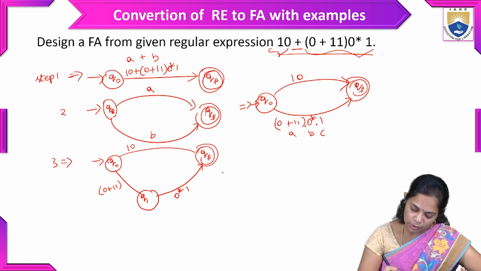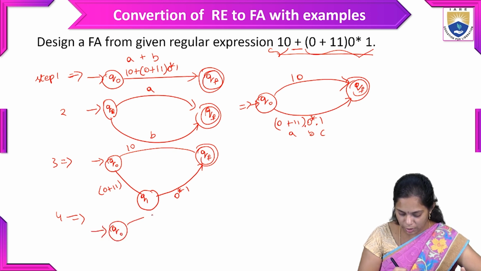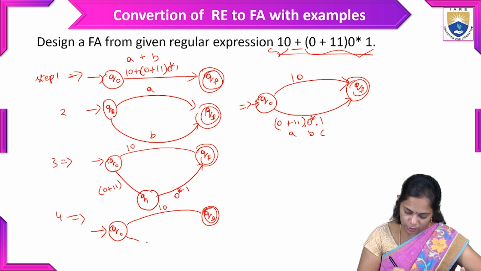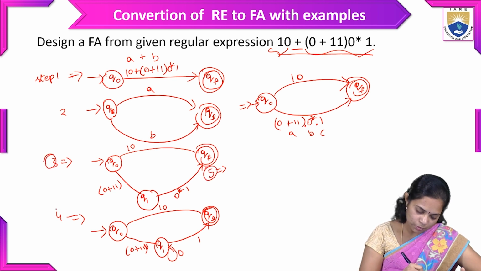After this, in step 4, we will write this equation: Q naught as the initial state, and we also write 1 0 with QF as the final state, and for this one I am writing Q1. Let's solve this 0 star. So 0 star we will give like this, and we will take it as a 1, and here 0 plus 1 1.